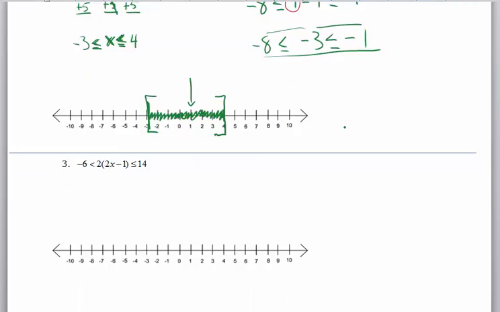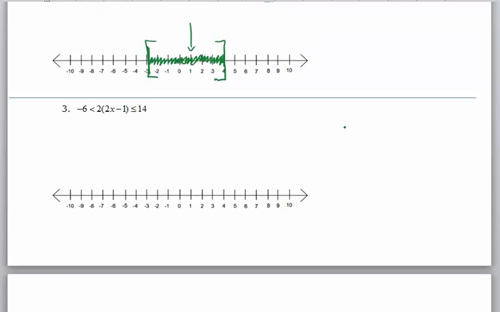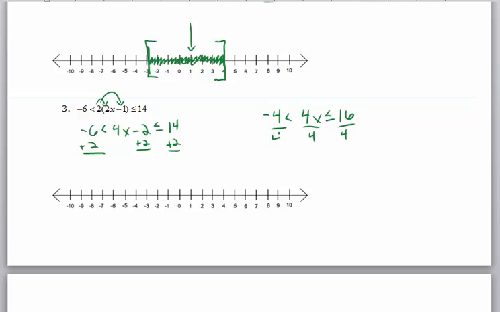Number 3 is another and inequality. So what I'll do is solve it like we did the last one. This one is just going to be a little more work. So first I distribute, just like you did before, 4x minus 2 is less than or equal to 14. I'm going to add 2 to each part of the compound inequality. So that gives me -4 is less than 4x is less than or equal to 16. And then I divide everything by 4.